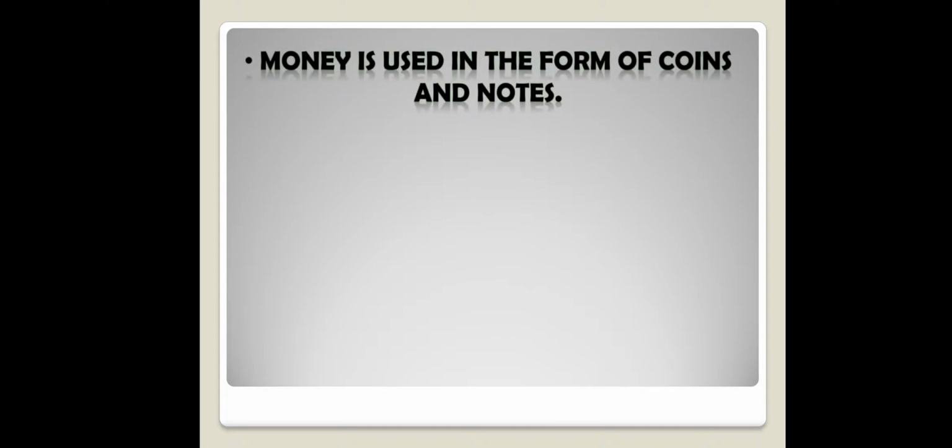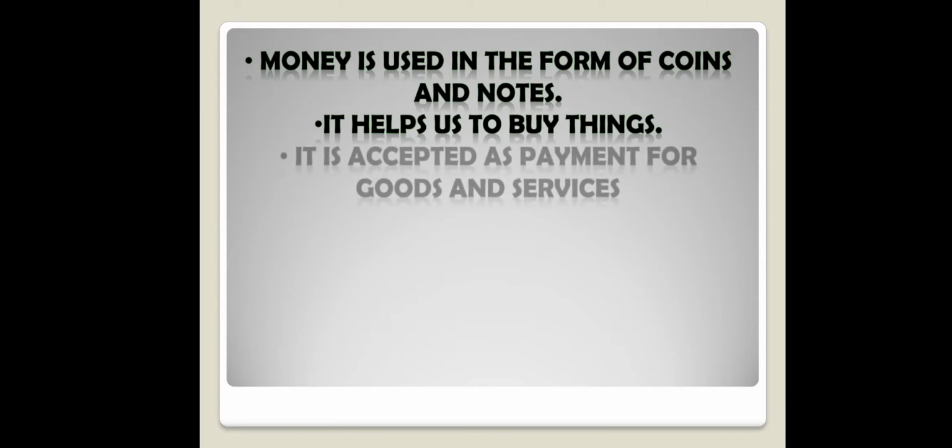Money is used in the form of coins and notes. आपने सिक्के देखे होंगे, coins are सिक्के, and notes जो आप लोग देखते हैं 10 rupee note, 500 rupee note, 2000 rupee note. So money is used in the form of coins and notes. It helps us to buy things. हम लोग कुछ भी खरीद सकते हैं money से. It is accepted as payment for goods and services. Suppose we are buying something from the market, we have to pay for that. So money is used to pay the things. It is used for the payment of goods and services.